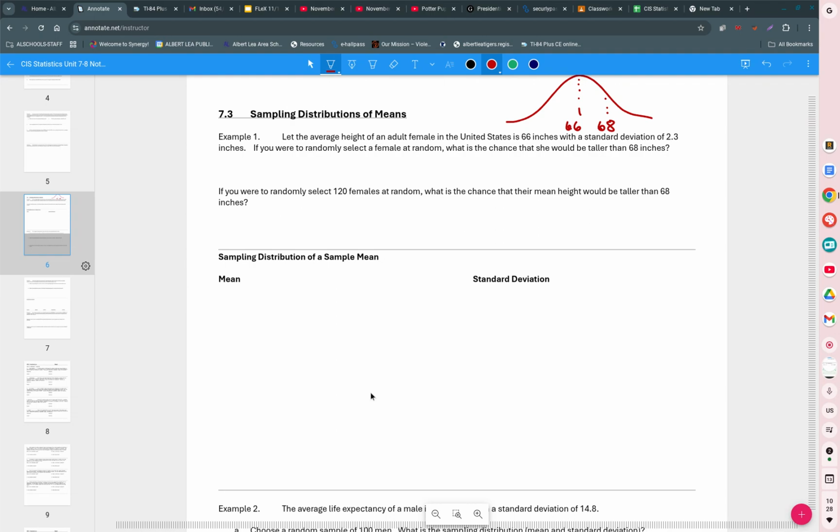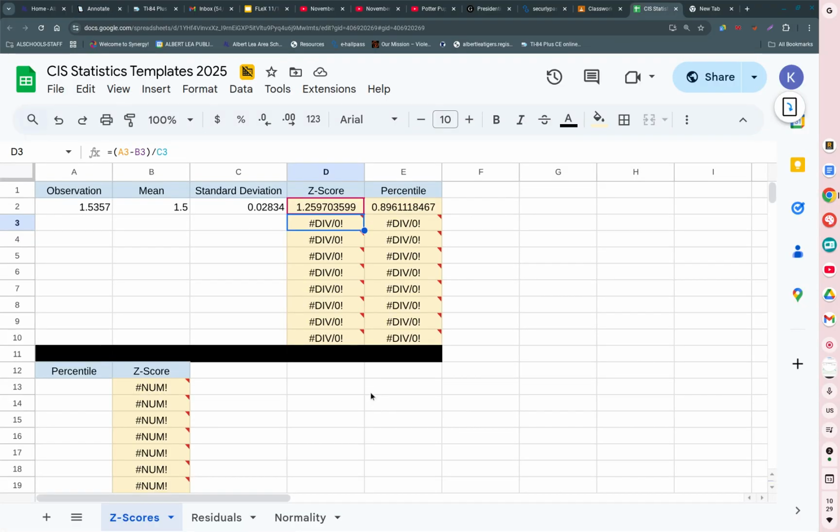Yep. You do 68 minus 66 over 2.3. Yep, that's how I compute my z-score, correct? Because we've said that heights are normally distributed, and so we could go ahead and use our z-score in our probability piece. I could go ahead over to my statistics template. I really like using this piece. If you want to bring yours up, you can. If you don't, that's up to you. But I am going to use this today a few times.